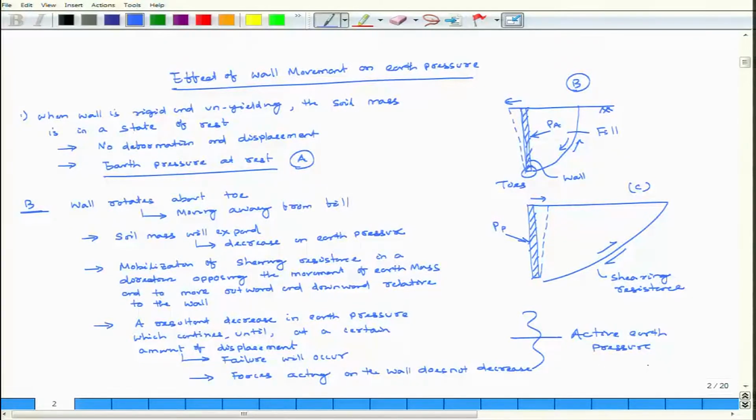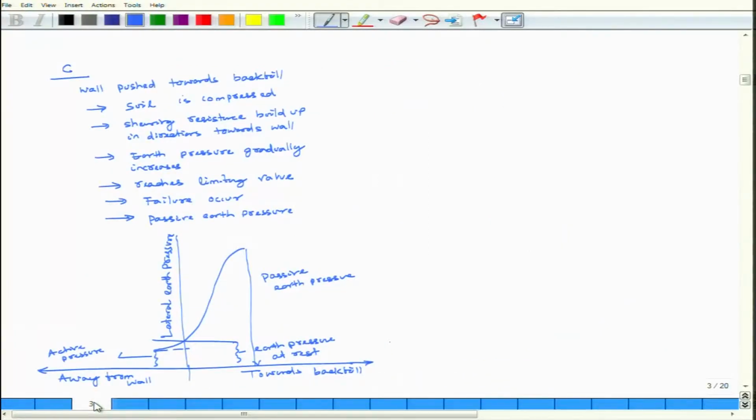Similarly, in case of the passive state, the wall is moving towards the fill. If the wall is moving towards the fill, the shearing resistance is again in the opposite direction. So, in that case what will happen, earth pressure increases gradually, then it reaches the limiting value, then failure occurs, that is called passive earth pressure. If I draw a diagram, this is my earth pressure at rest, this point is earth pressure at rest, this is your passive earth pressure, this is your active earth pressure.